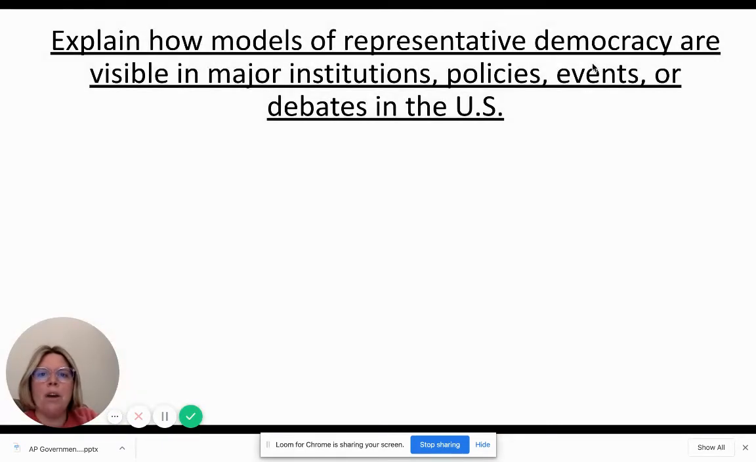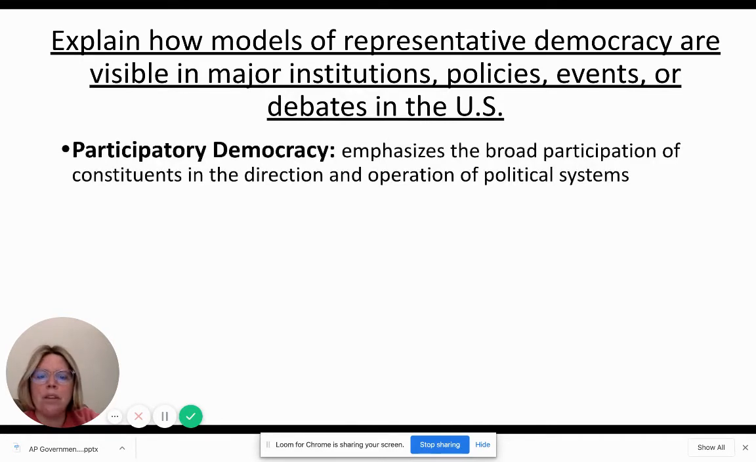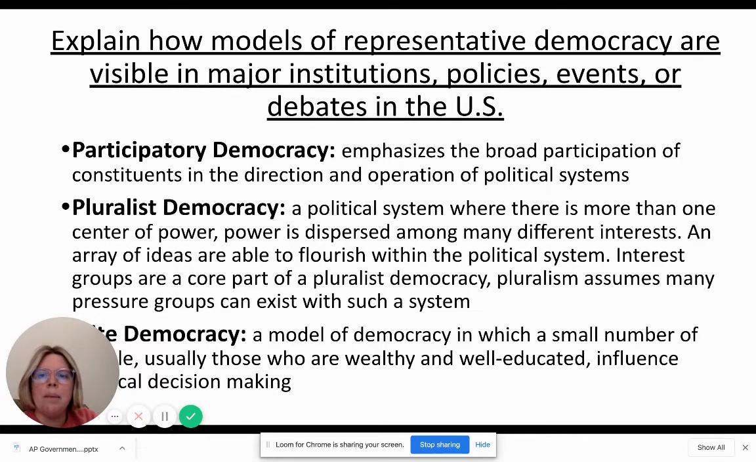So explain how models of representative democracy are visible in major institutions, policies, events, or debates in the U.S. Okay, so for this, these are those three basically types of democracy: participatory, pluralist, or elite. Participatory basically is that we emphasize lots of participation and voting and access and chances for people to participate in government. Pluralist is the idea that we have all these competing groups and they compete with each other so that one doesn't become too powerful. They can kind of check each other.